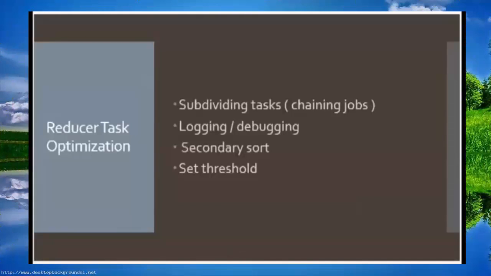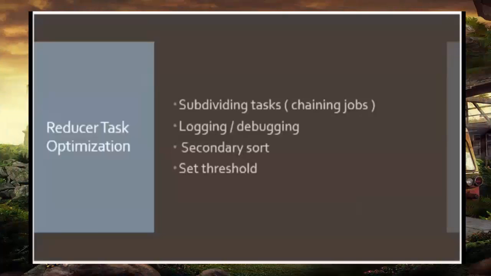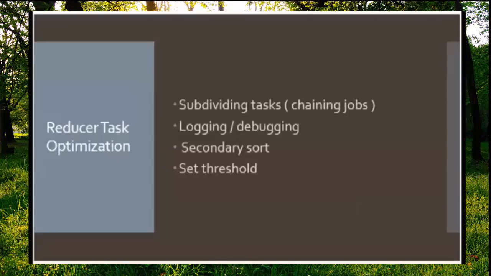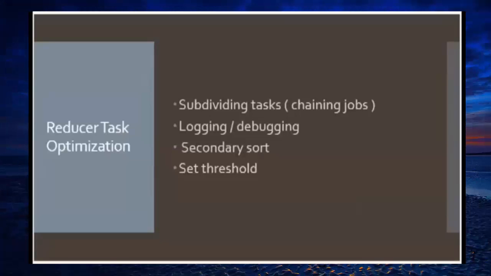So reducer task optimization usually falls into 4 categories. The first thing is, just like we did with the mappers, subdividing. So if you see reducers being overloaded, possibly you're trying to have the reducers do too much work, and you should break this into a separate job and just run it straight through another set of mappers and then through another set of reducers, so job chaining. Another reducer task optimization technique is logging or debugging, so that you can understand where the load is occurring.